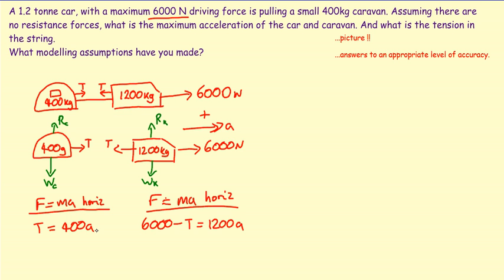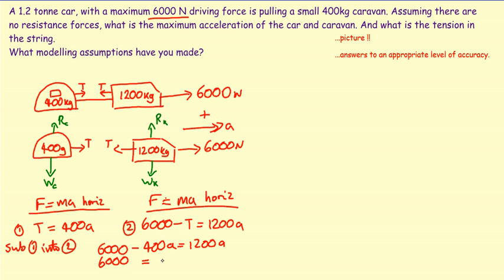Let's substitute this into here. So I'm going to call that 1, call that 2, and so two little notes like this make it a lot easier when the examiner is reading your work. I highly recommend it. 6,000 minus 400A equals 1,200A. So we're going to get 6,000 equals 1,600A. And we're going to get A equals 3.75 meters per second squared.